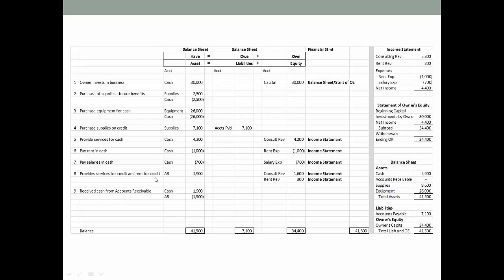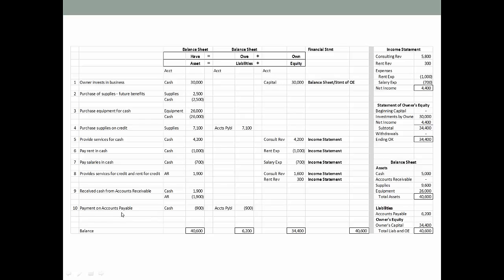Next, we're going to receive cash from the people that we rented to and that we performed services for on credit. So now we've received cash from accounts receivable, two assets involved. Now our cash is going up by $1,900 and our accounts receivable are going down by $1,900. Again, our accounting equation stays in balance. Our assets total $41,500. Our accounts payable or liabilities, $7,100. Our total owner's equity, $34,400. So our owner's equity plus our liabilities are equal to our assets in the amount of $41,500. Again, this increases owner's equity. Revenue increases owner equity. Expenses decrease owner's equity.